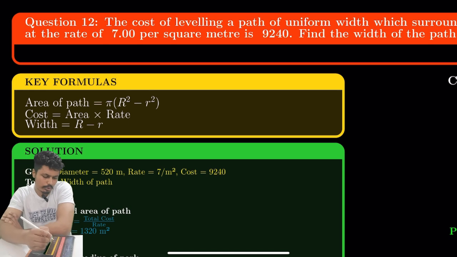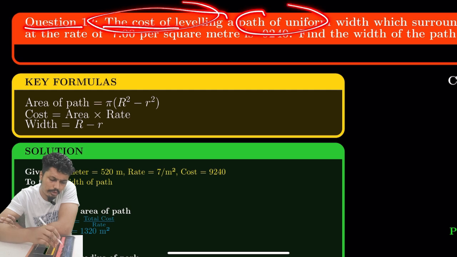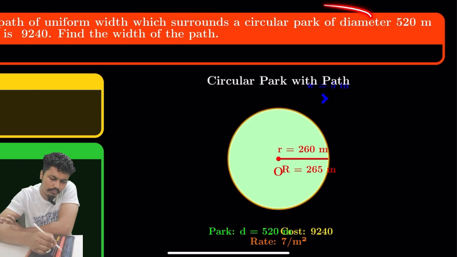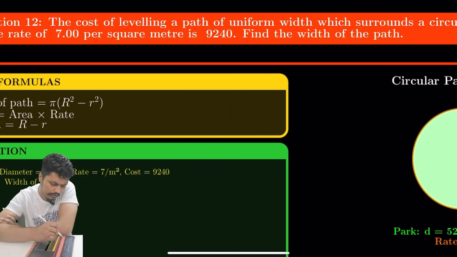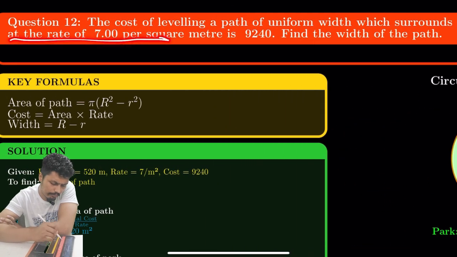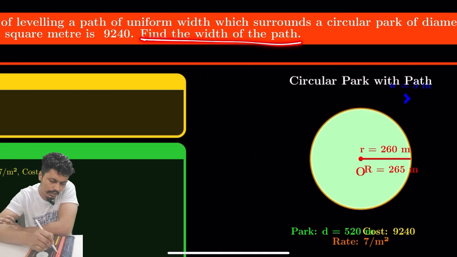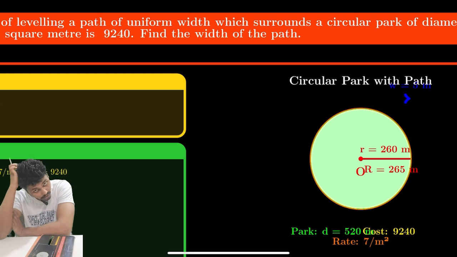Okay, here is the question. Question number 12. Question says, the cost of leveling a path of uniform width which surrounds a circular park of diameter 520 meter at the rate of 7 per square meter is 9240. Find the width of the path.